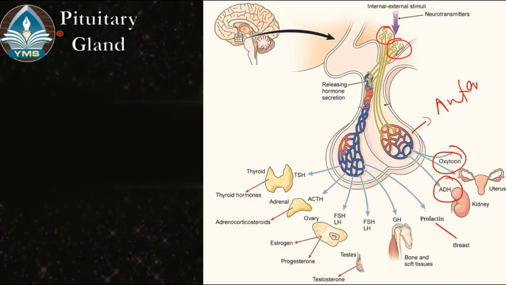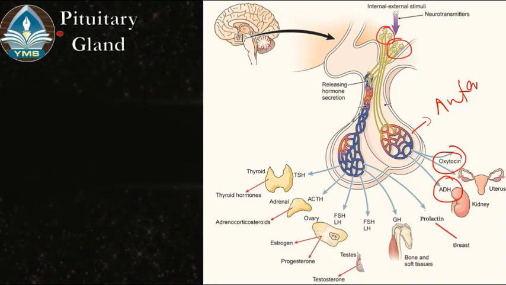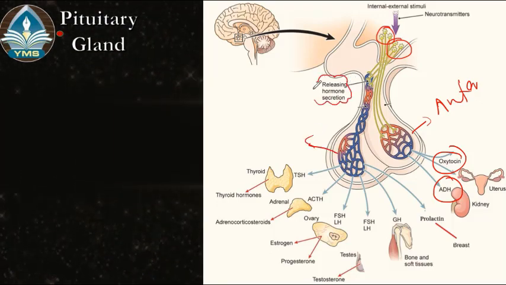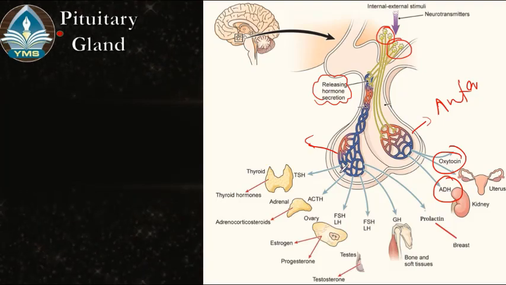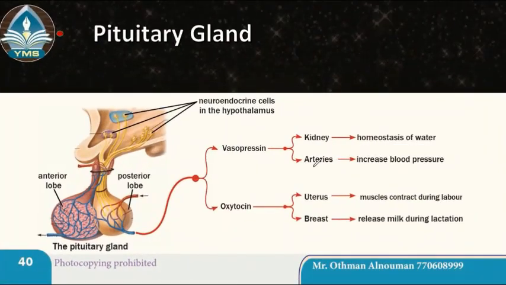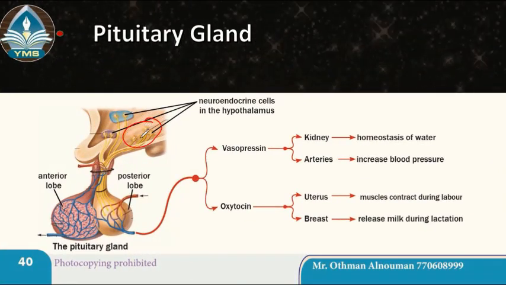Other groups of neuroendocrine cells in the hypothalamus can secrete hormones through blood to the anterior lobe of the pituitary gland. These are called releasing hormones, and they are going to stimulate this lobe to produce and secrete its hormones, which we'll study in detail. So let's start with the posterior lobe of the pituitary gland. As we said, here we have the first group of neuroendocrine cells.